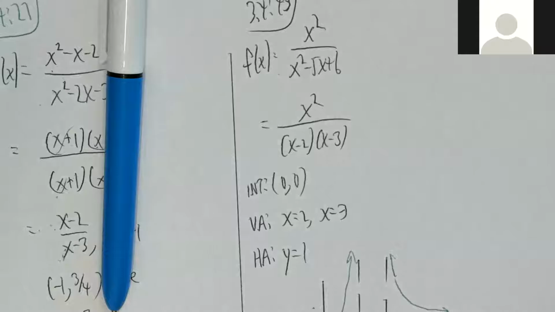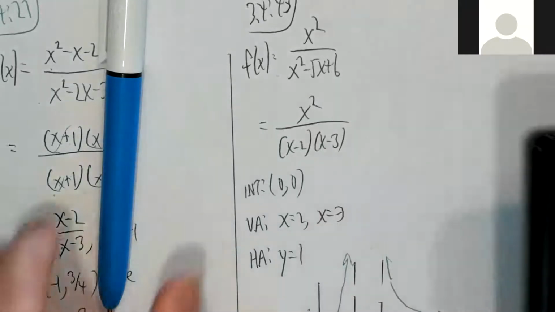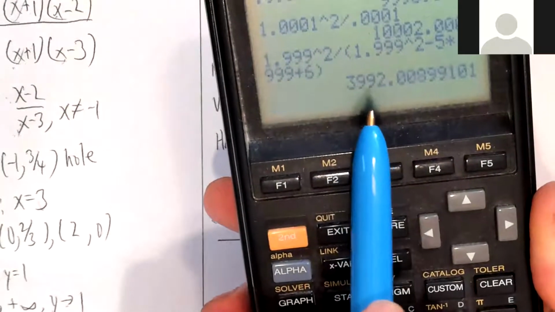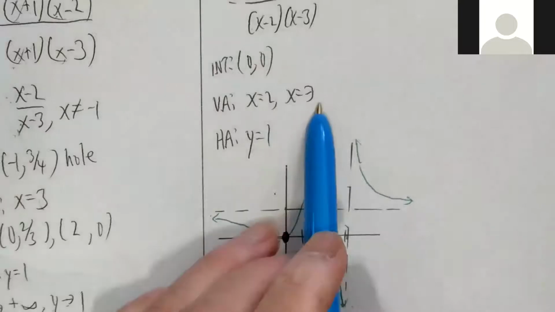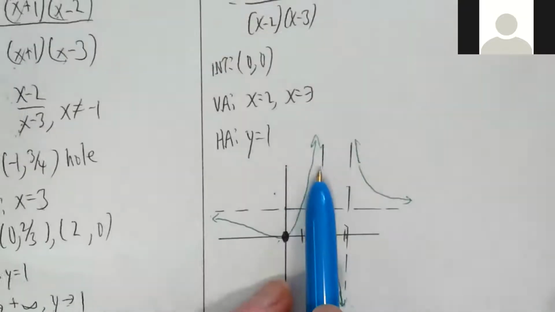1.999 squared divided by parentheses 1.999 squared minus 5 times 1.999 plus 6. Sorry, let me get this focus. 3992. Big number. So there it is, shoots up. If I cross just a tiny little bit, I get a big negative number.